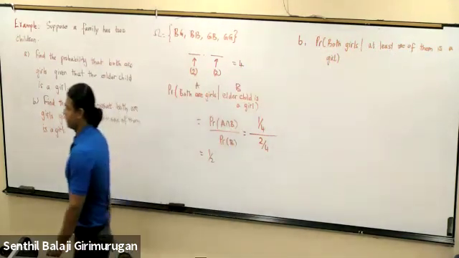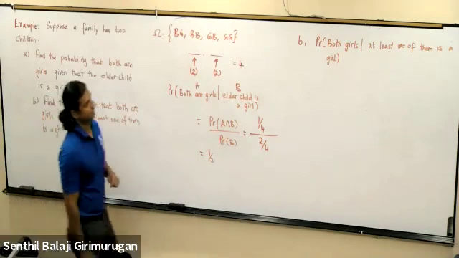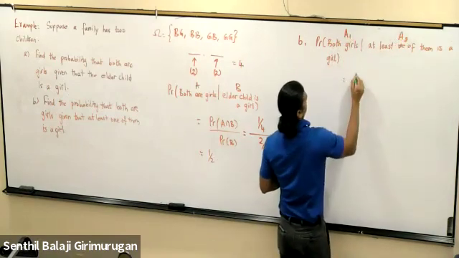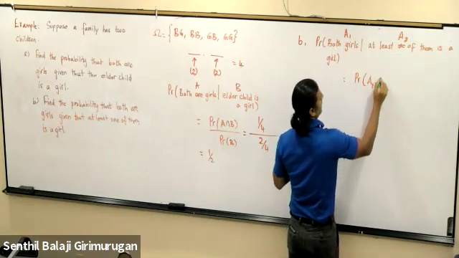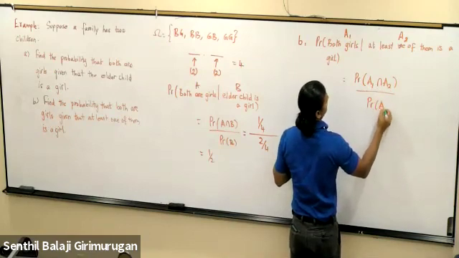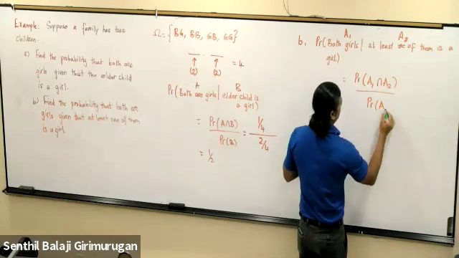So both of them are girls, given that at least one of them is a girl. Well, how do we do that? Same, I'll call it A1, A2. Probability of A1 intersect A2 divided by the probability of A2.